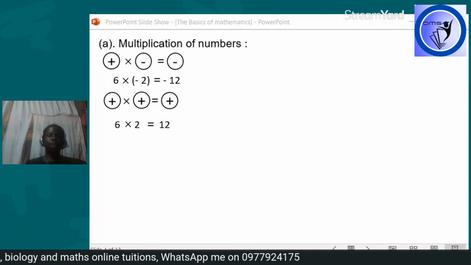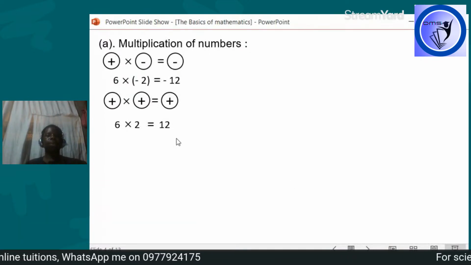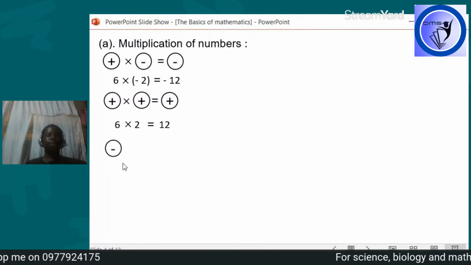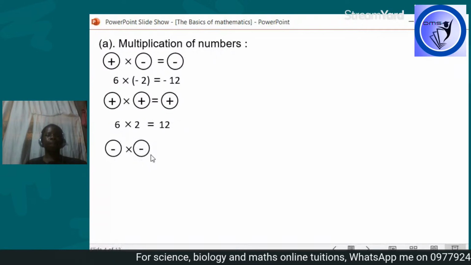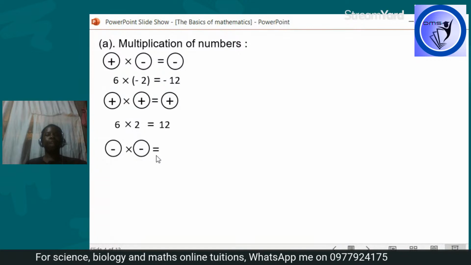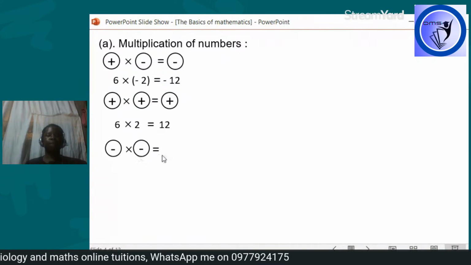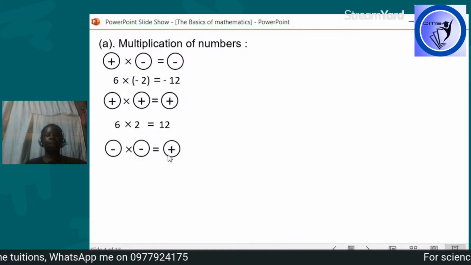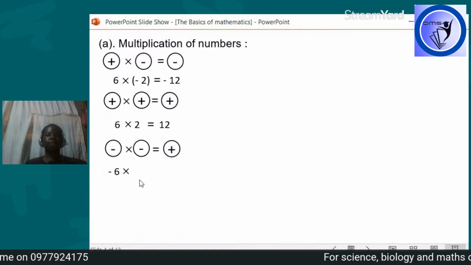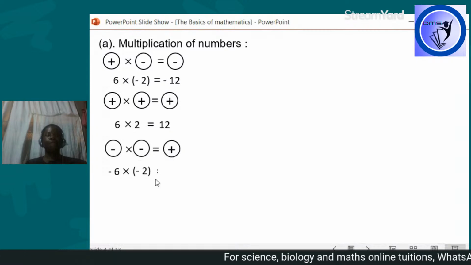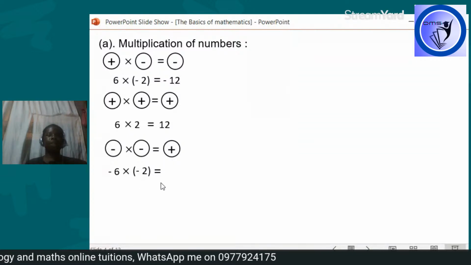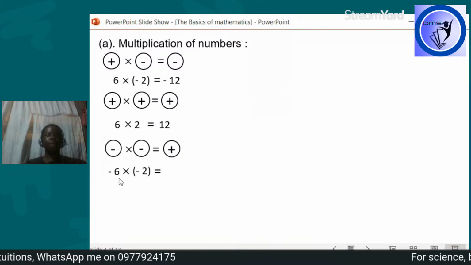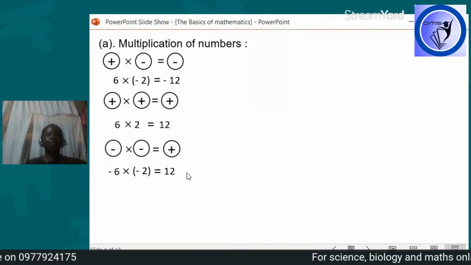All right. So let's continue, guys, with the lesson. So again, let's say you are multiplying a negative number with a negative number. You have two negative numbers that you are multiplying. So the product of the multiplication of two negative numbers should be a positive number. So let's say you have negative 6 and you are multiplying it with negative 2. Definitely the final answer must be positive because of this condition here. So 6 times 2 will give us 12. So negative 6 times negative 2 will give us positive 12.